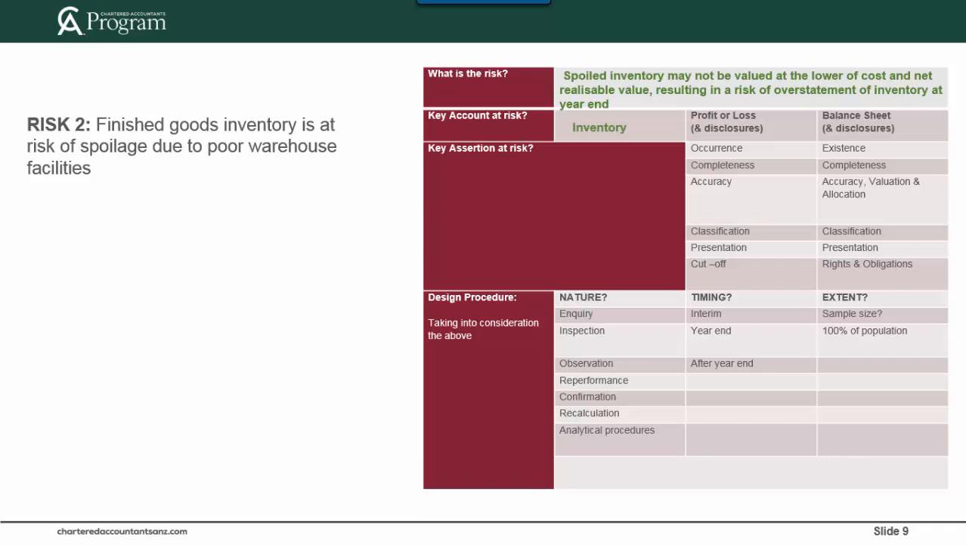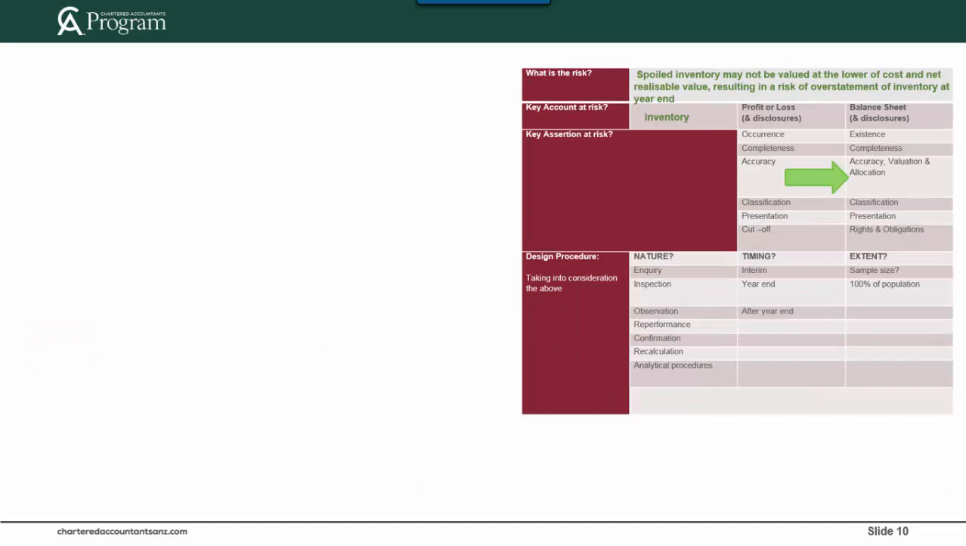The key account at risk is inventory, and therefore when it comes to the key assertion at risk, it can be any one of the 6 account balance assertions. And in this instance, it would be accuracy, valuation, allocation. So we're now ready to design a procedure. Once again, we selected 3 candidate responses to this question and have presented them here for you to consider.